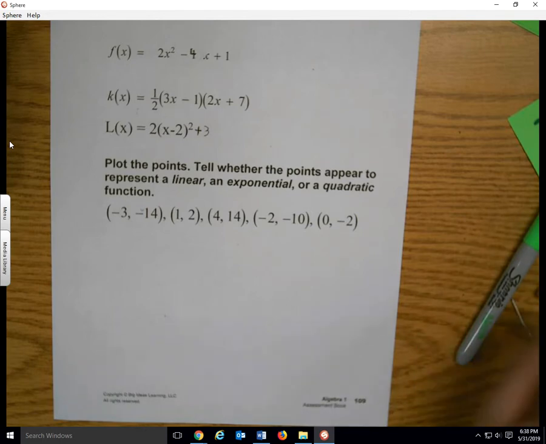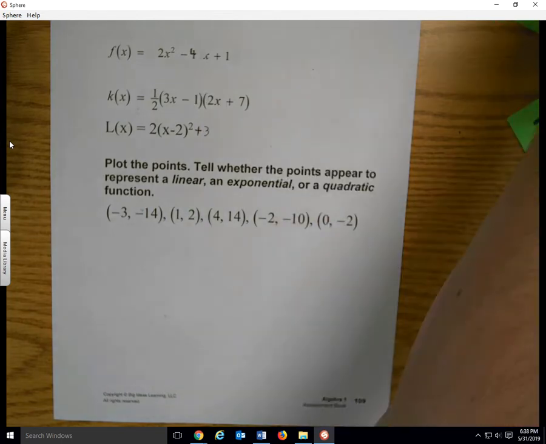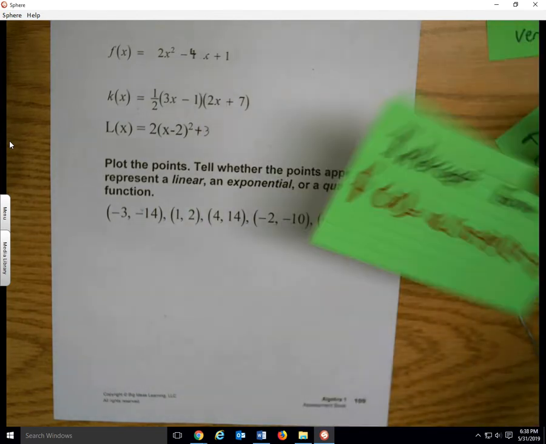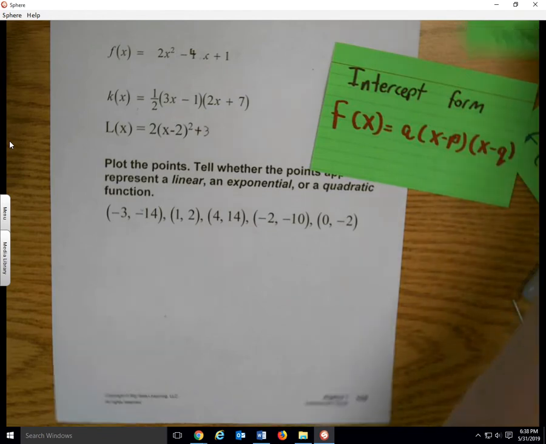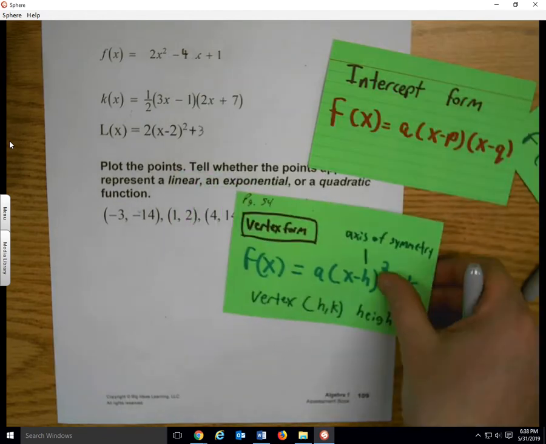Whew. Okay. Find the vertex and axis of symmetry of the graph of the function. In order to do this, you want to know what form it's in. Is it in intercept form? Is it in vertex form? Or is it in standard form?